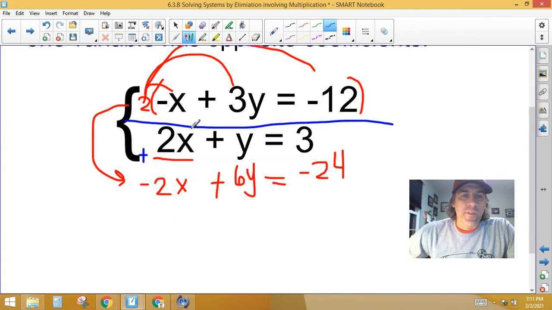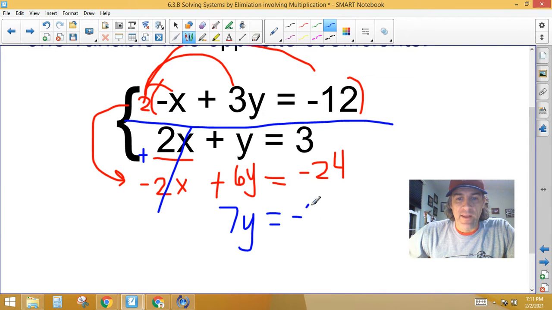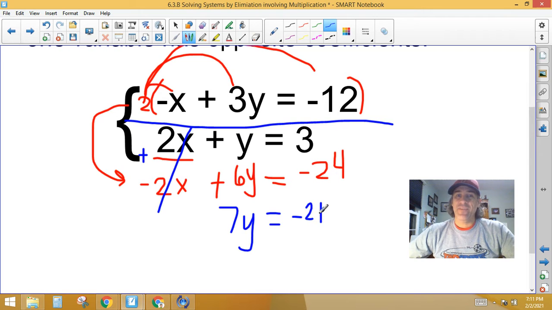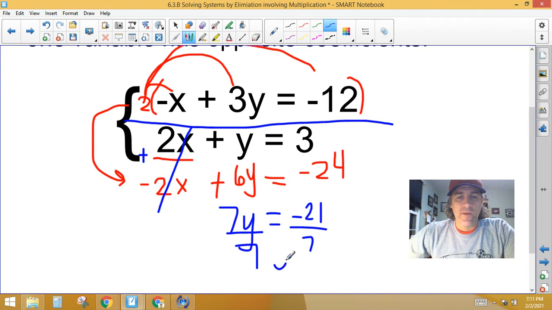And now what I can do is I can use these two equations below the blue line to cancel out the 2x. And then I have y plus 6y, that's 7y. 3 plus negative 24 gives me negative 21. See, it still works out to be the same concept. Divide by 7, and we're left with y equals negative 3. So I have part of my solution. The y is negative 3.